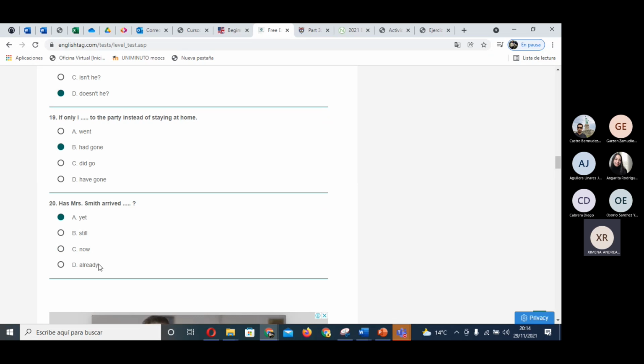Already es una expresión que usamos para oraciones afirmativas en presente perfecto o de pronto pasado perfecto y va, como es afirmativo, en la mitad del verbo to have y el participio pasado del verbo. En este caso, esta es una oración interrogativa. La expresión que usamos para oraciones interrogativas es yet. Incluso ese yet para oraciones negativas también, ¿no? Como ella no ha llegado aún. Mrs. Smith hasn't arrived yet. Pero acá, como es pregunta, sería al final también esta expresión. Has Mrs. Smith arrived yet? So, the correct answer in number 20 is yet.